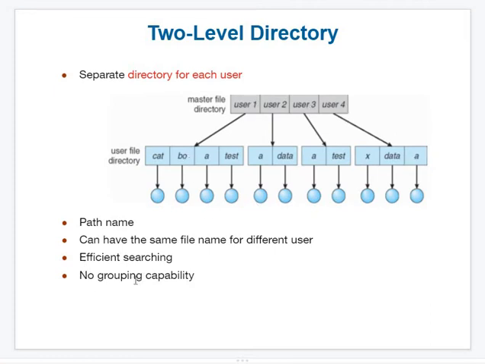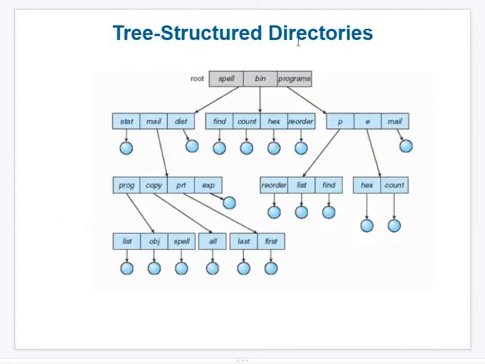Okay, but grouping is not compatible. That means this copy of A here, here, here, we cannot make into a single group, assuming they are shared. So that problem is solved in the tree structured directory. This is very popular, tree structured directories.